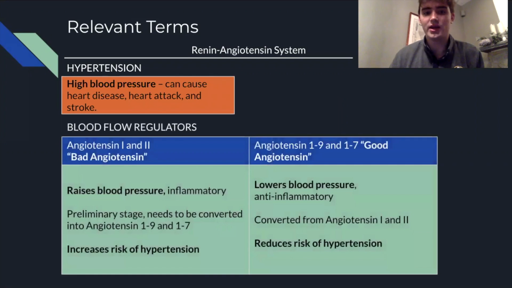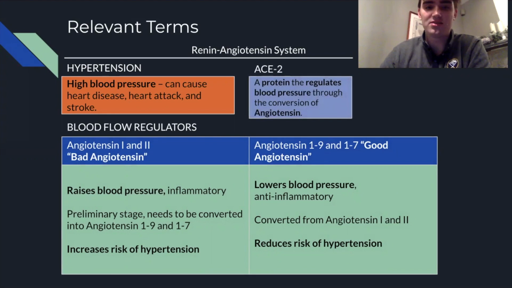And what's going to be regulating this blood pressure is what we call angiotensin, which has two forms. So 1 and 2 with the Roman numerals, this is what we consider bad angiotensin, as it raises blood pressure, and obviously that increases the risk of hypertension. And then this is converted into angiotensin 1-9 and 1-7, which is good angiotensin in terms of hypertension because it lowers blood pressure and obviously reduces the risk of hypertension. ACE2 is the protein that does this conversion, and this is what COVID's going to be acting on.